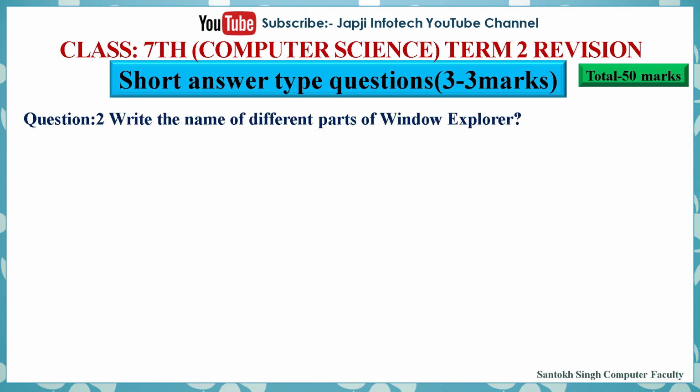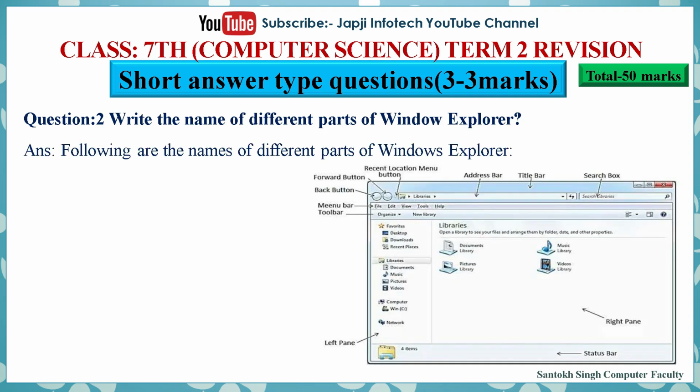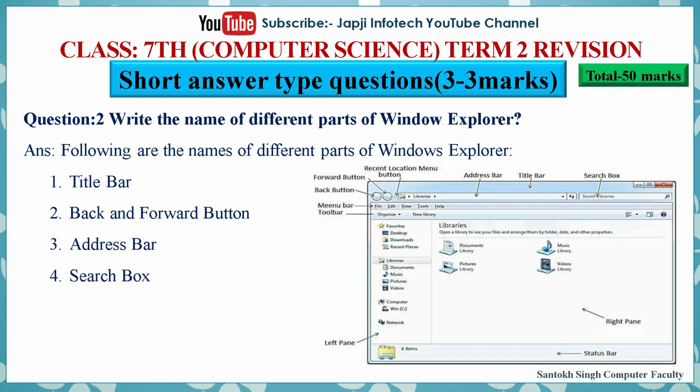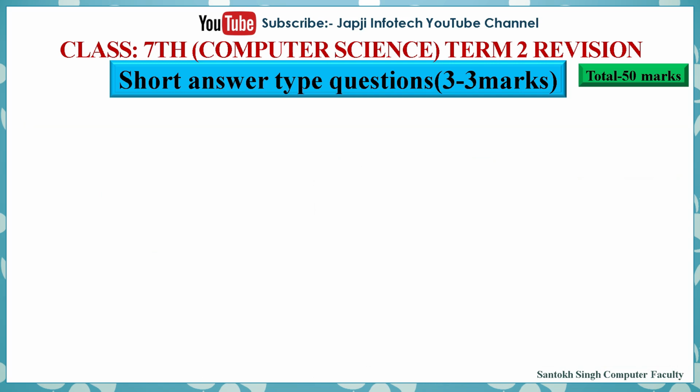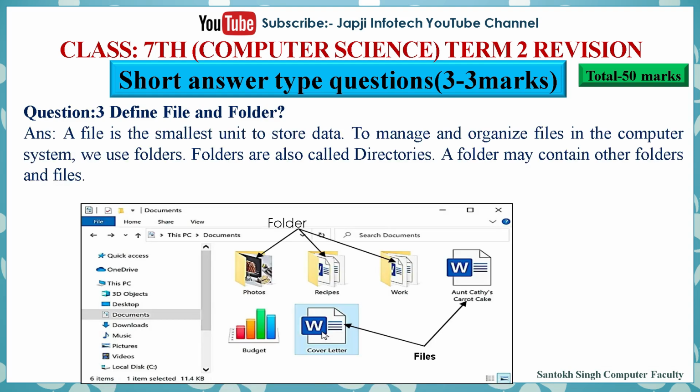Our second question is, write the name of different part of Window Explorer. So following are the names of different part of Window Explorer. The first one is title bar, second one is back and forward button, third one is address bar, fourth one is search box, fifth one is menu bar, sixth one is toolbar, seventh one is status bar. Third question is, define file and folder.